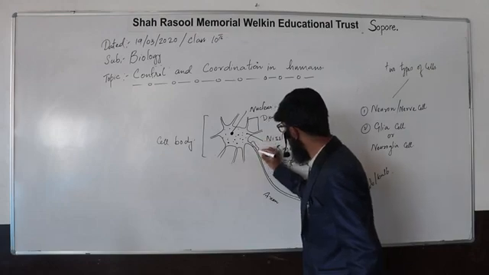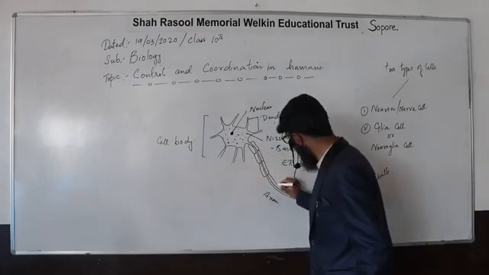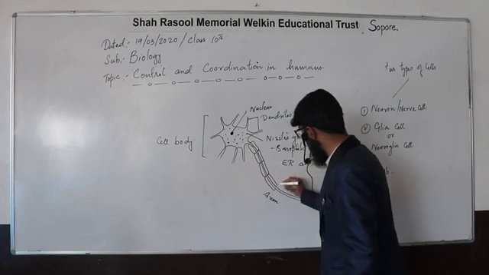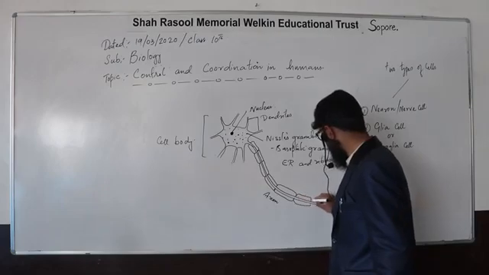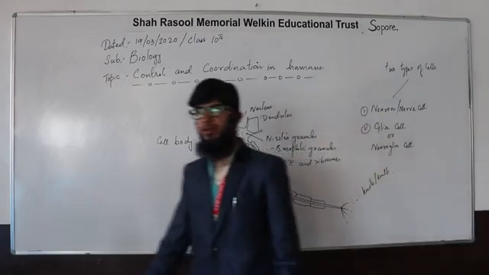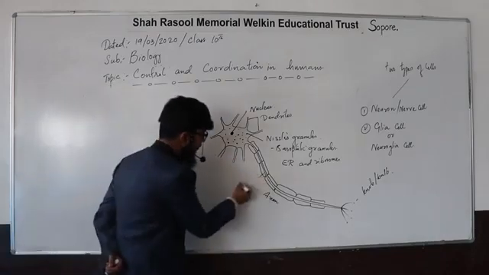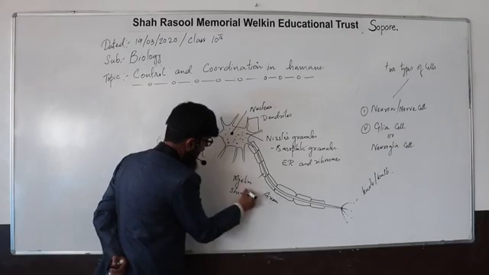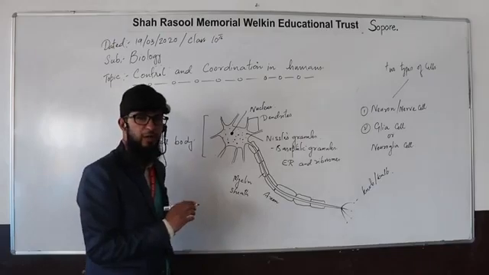Let me draw that first. So this is a covering which insulates the axon, and this is made of a white shiny material called myelin. This is the insulation of the axon of the neuron. Now this is the myelin sheath. And this myelin sheath is secreted by a particular cell which is called a Schwann cell.